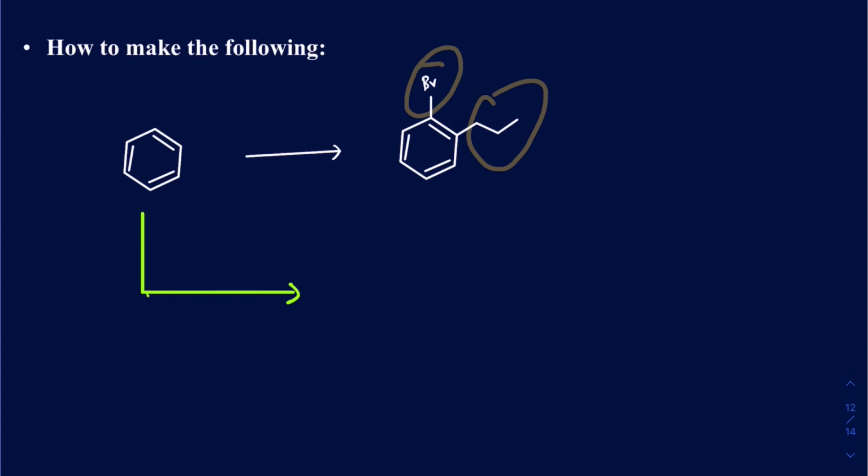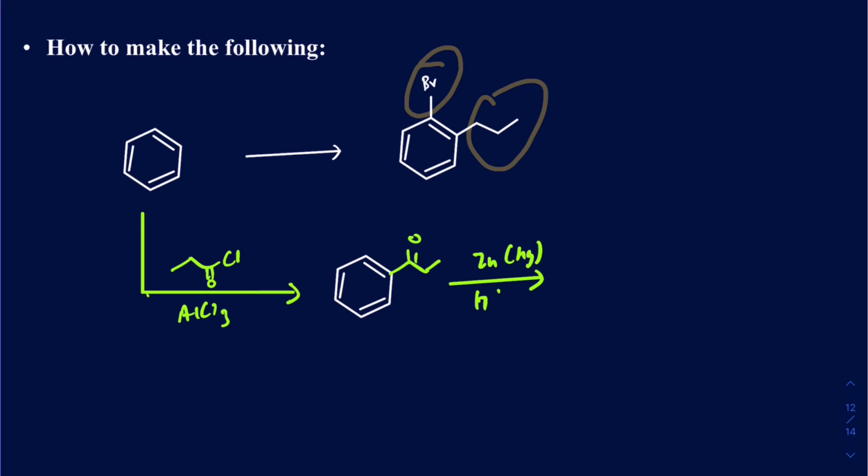If I'm doing this reaction, I can go ahead and do the acylation first, because when I do this acylation, I'll get this, and then I can go ahead and reduce this by using zinc and mercury in the presence of HCl. So that's just going to be your Clemmensen reduction. Now you have this propyl group on it.